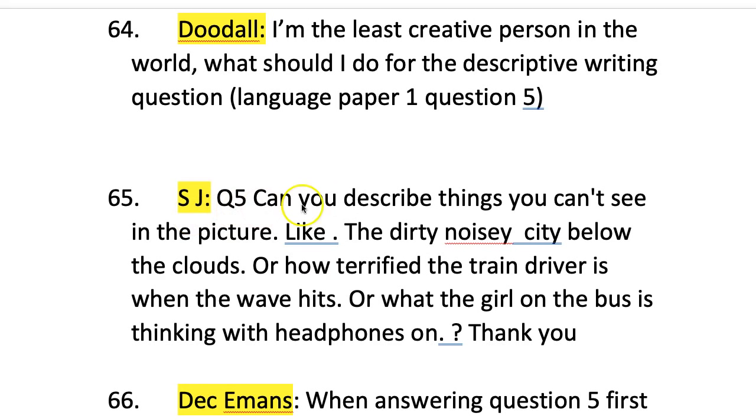SJ, can you describe things that you can't see in the picture, like the dirty, noisy city below the clouds, or how terrified the train driver is when the wave hits, or what the girl on the bus is thinking with headphones on, etc.? Yes, not only can you, but should you? Do you remember I talked just briefly a moment ago about having a character's point of view in order to make the description meaningful? Well, what you've described here is exactly how to make your description meaningful. You give your character a reason for describing what they describe.